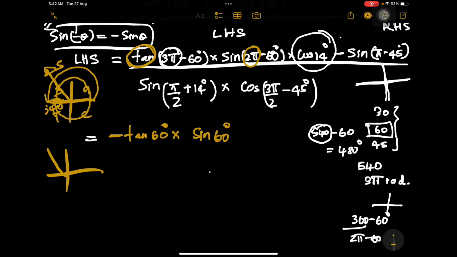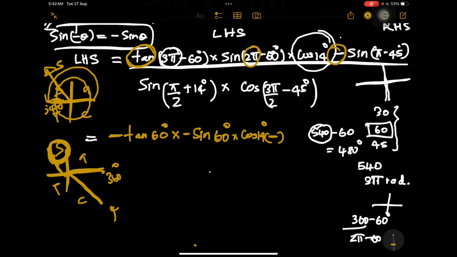2 pi, sorry, it's in the 360 degree. So 2 pi minus 60 means it lies in the fourth quadrant of the circle. So "All Silver Tea Cups": only sine is positive in the second quadrant. So it's going to be a minus value. And I'll write the cos 14 again as it is. And this minus will come as minus. So sine pi minus 45 is going to be plus sine 45.